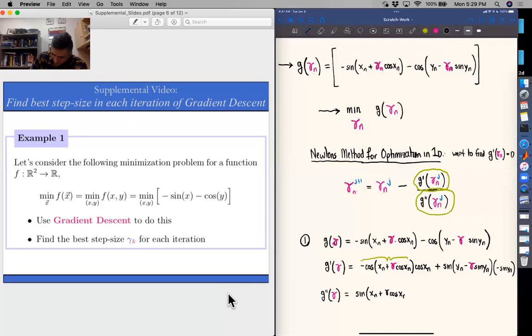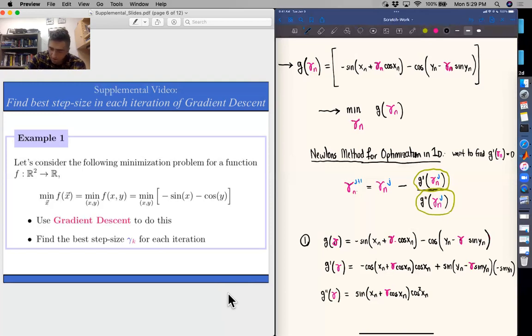And then, of course, by chain rule, we get to differentiate what's inside. So differentiating what's inside that cosine, again, we just have that plus gamma cosine. So we just get another factor of cosine. That'll multiply that factor that's already there. So we have basically a cosine squared x_n sitting outside.